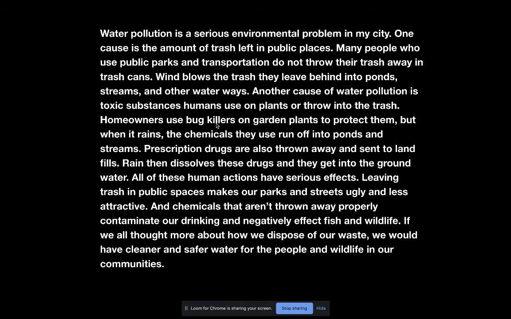That's like a garbage dump where they take all your trash. Rain then dissolves these drugs and they get into the groundwater. All of these human actions have serious effects. Leaving trash in public spaces makes our parks and streets ugly and less attractive. And chemicals that aren't thrown away properly contaminate our drinking water and negatively affect fish and wildlife. If we all thought more about how we dispose of our waste, we would have cleaner and safer water for the people and wildlife in our communities.